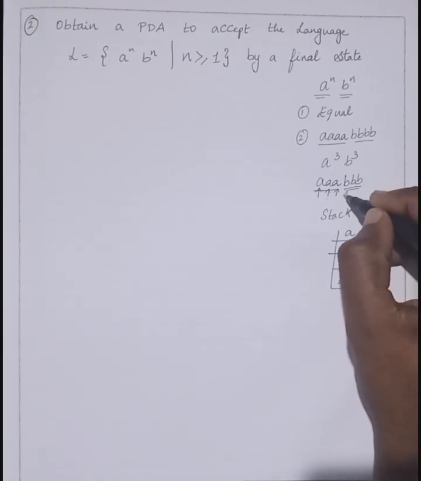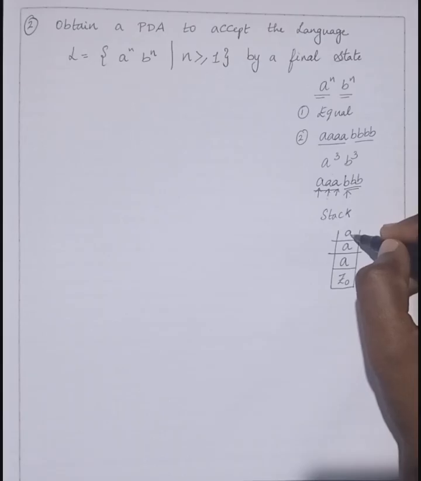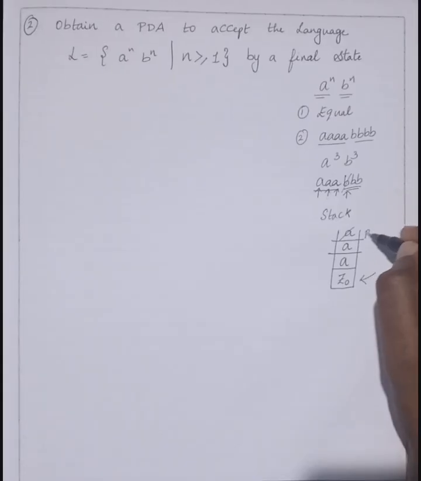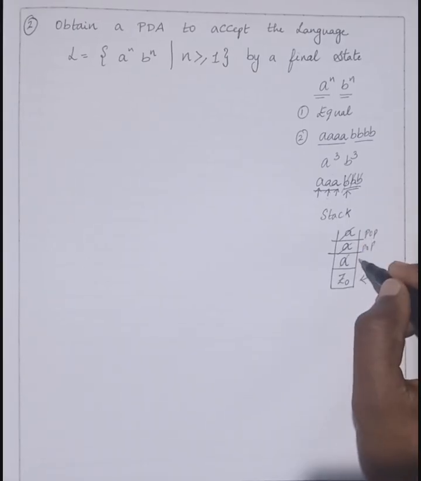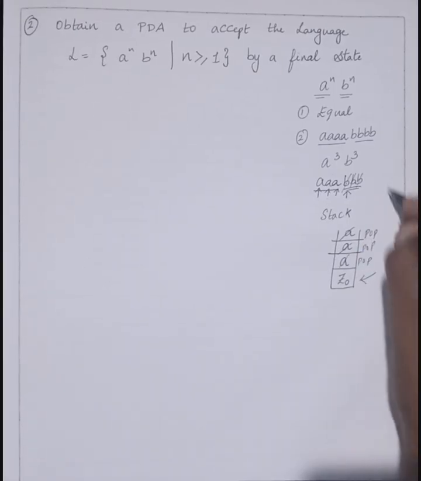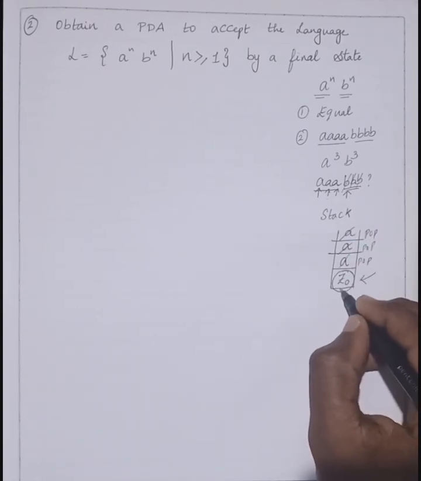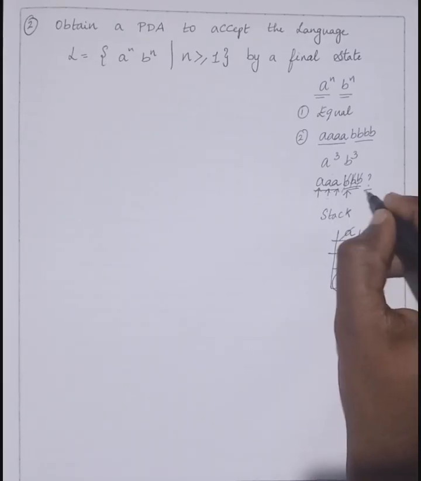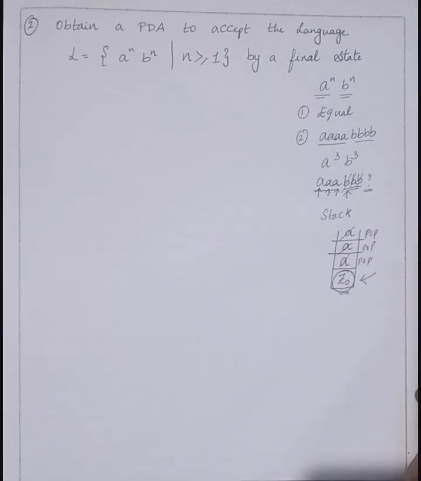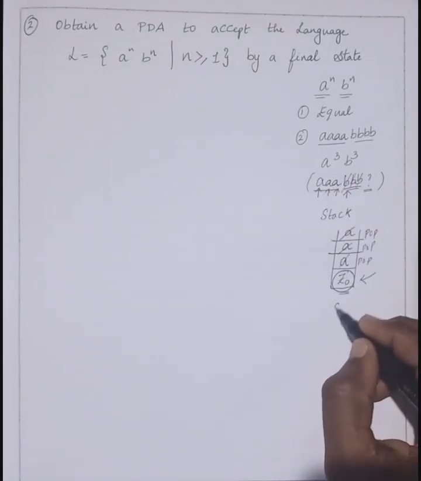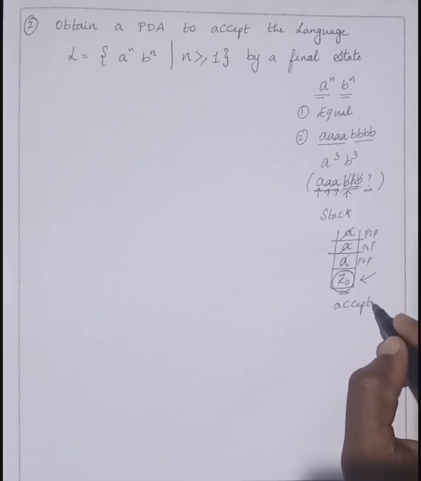Then whenever we see a matching b for each of the a's, we'll pop it. Whenever we see the first b, we have a matching a, we'll pop it. Same way, when we see the second b, we have a matching a, we'll pop it. Same way the third b, we pop it. Okay, so there is no more input and there is no more element to pop because this is an empty stack. If there is no more input and no more element in the stack, it means our input is a correct input and our PDA is going to accept the input.